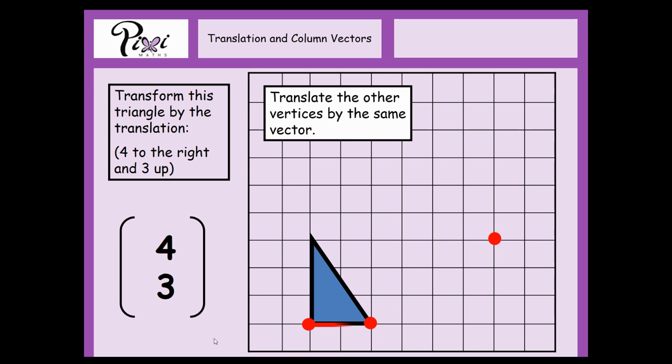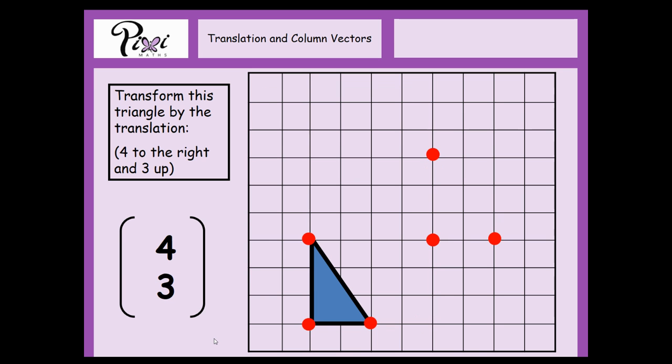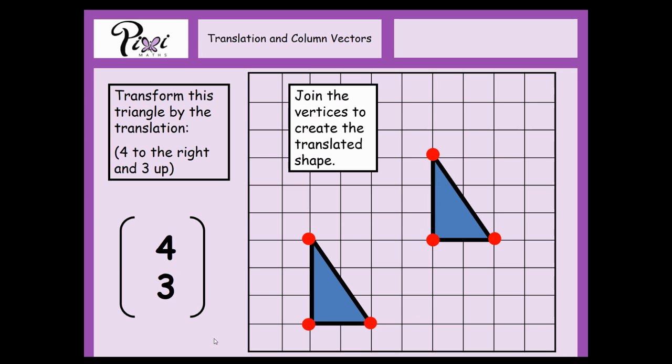So we're going to go with the bottom left. We're going to go 4 to the right from that point and 3 up and plot that point, and repeat for the remaining vertex. So 4 to the right and 3 up and plot that point, leaving you with those 3 points that you can then join up to make your translated shape at the end. And it's that straightforward, hopefully.